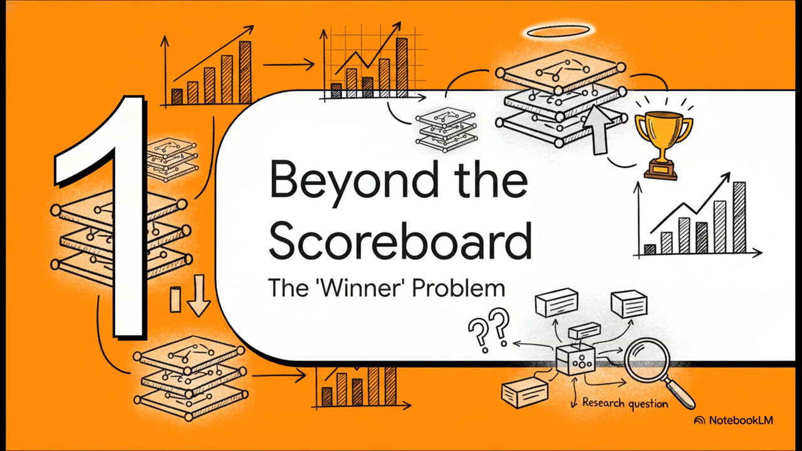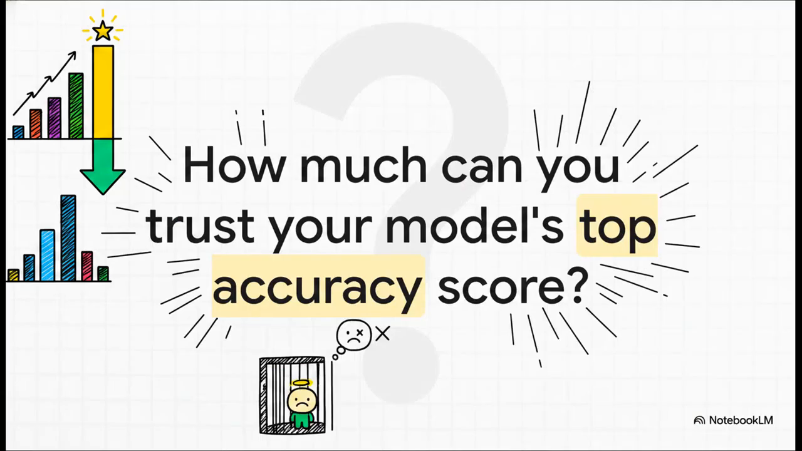Okay, so let's start with a scene I'm sure you're familiar with. You've trained a dozen different models, you run your tests, and bam, one of them comes out on top with the absolute best score. It's so tempting to just declare victory and call it a day, right? Well, here's the catch. This is where you can fall into a statistical trap called the winner's curse. See, when you test a whole bunch of models and just pick the best one, that top score is almost always an overestimation of its real performance. The very act of choosing the winner introduces this optimistic bias, even if each individual test was perfectly fair.